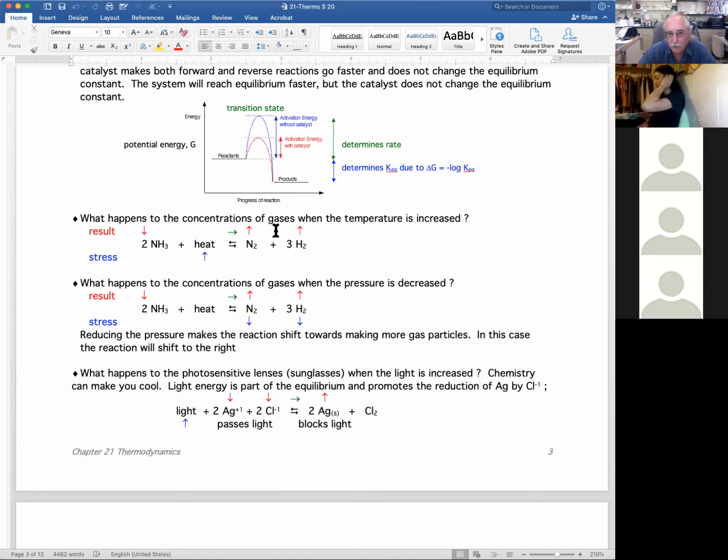What happens to the concentration when the pressure is decreased? If you decrease the pressure, then it wants to increase that pressure to get back to where it was at equilibrium. So how do I increase the pressure? Well, here I have 2 molecules of gas. If I go this way, I got 4. So if I go this way, I'll reduce the pressure.